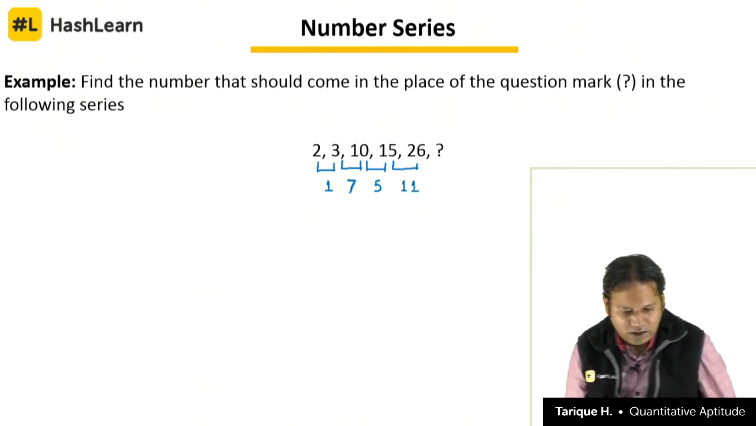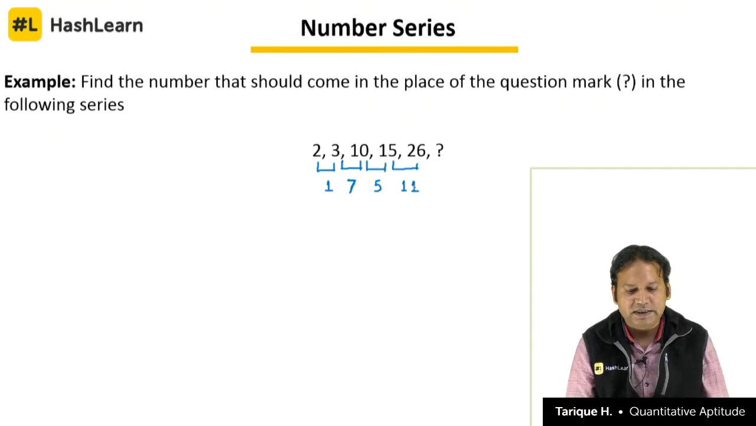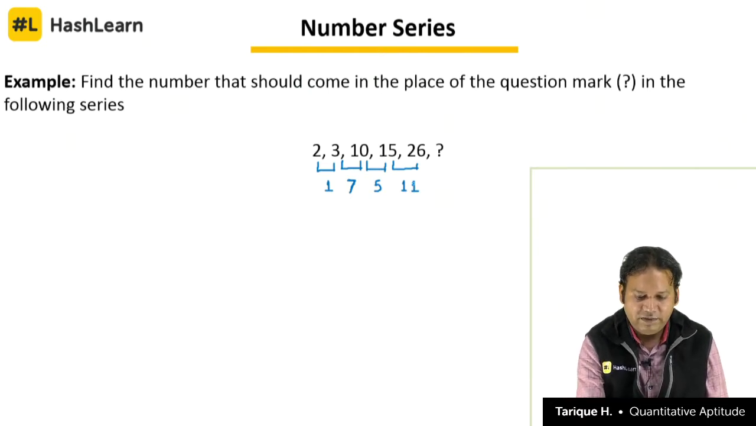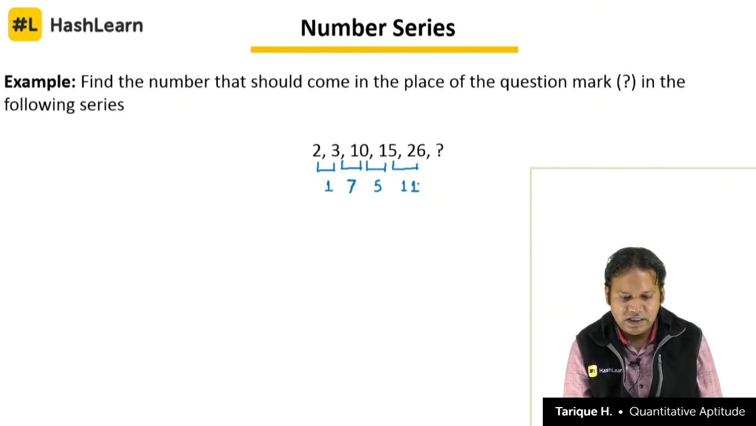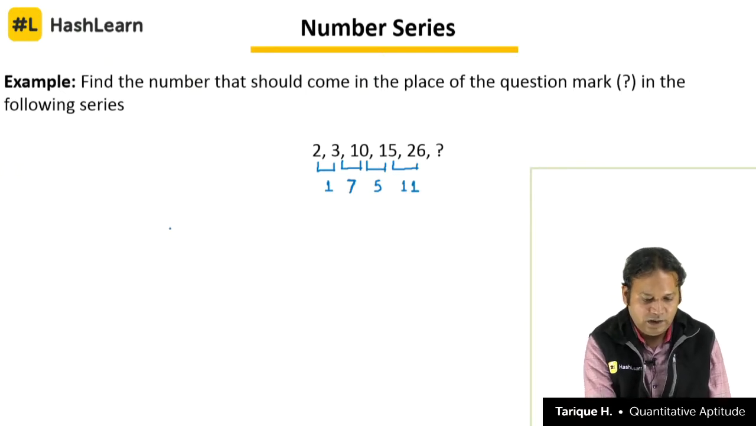So how are these numbers related to you? 2 plus 1 is 3, 3 plus 7 is 10, and 10 plus 5 is 15, 15 plus 11 is 26. So difference is not exactly working out in this case. So what else can we do with these numbers? 2, 3, 10, 15 and 26.